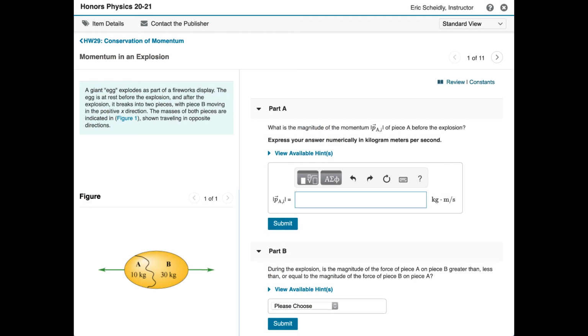So here it is, the final honors physics homework assignment. Homework number 29. There would have been homework 30, but we've just run out of time. Homework 29, conservation of momentum.